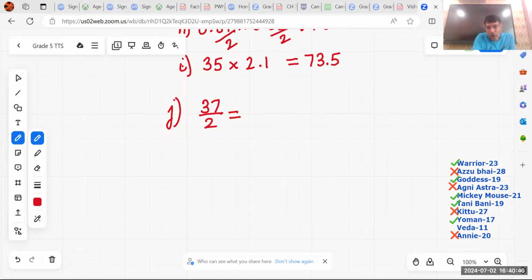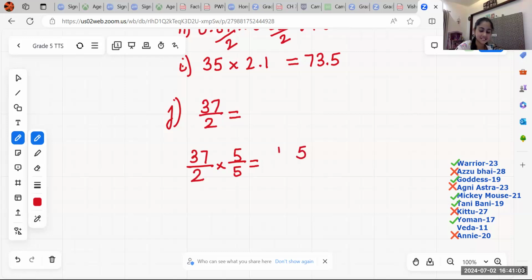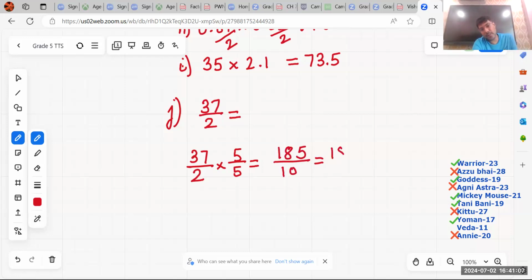All right, so we have forgotten. So Azu Bhai, Aganya, Kitu and Anie, what to convert it into decimal? I will multiply it with 5 by 5. Did you remember? Remembered, guys? Yes. So it will be 185 upon 10, which is 18.5. Correct?